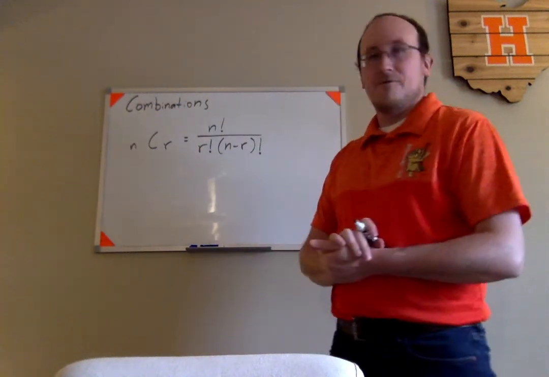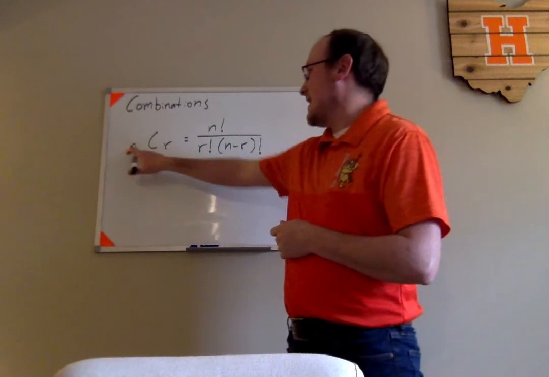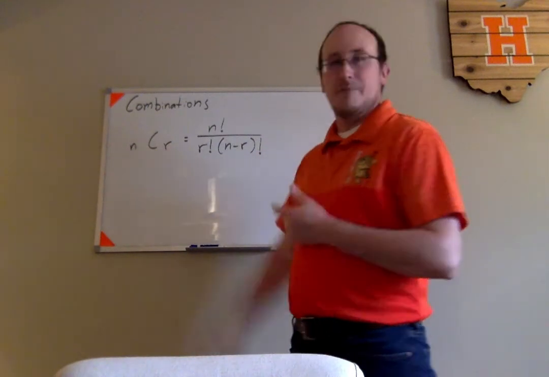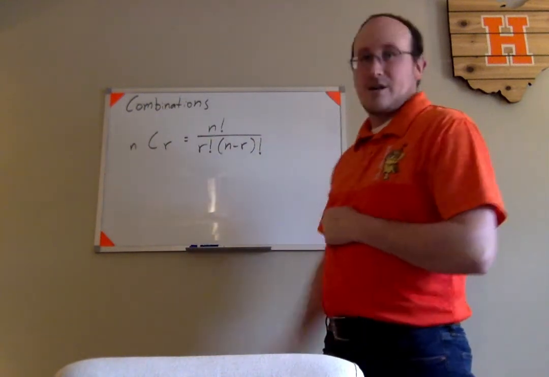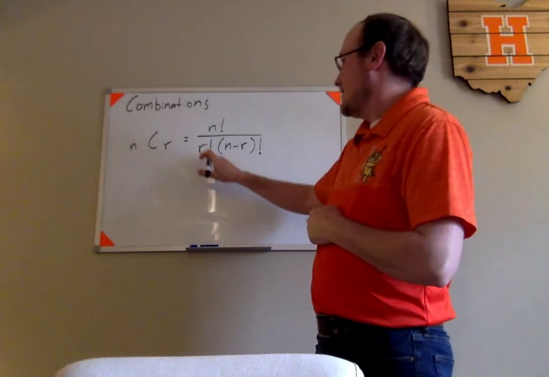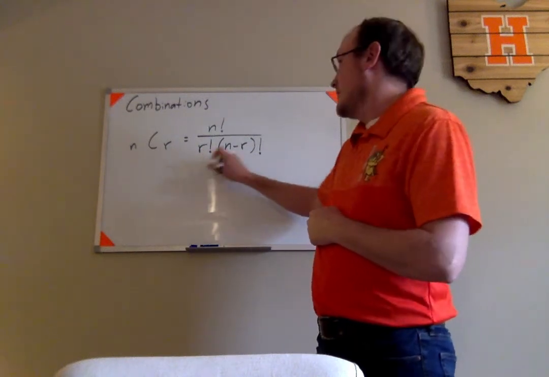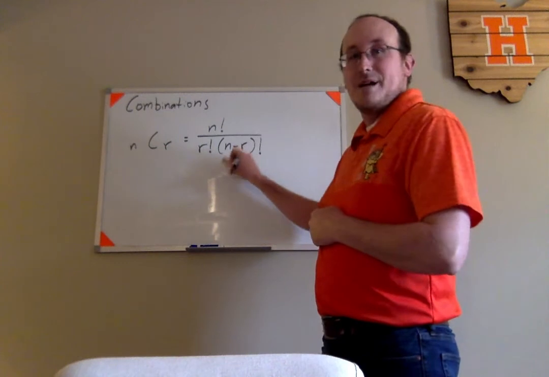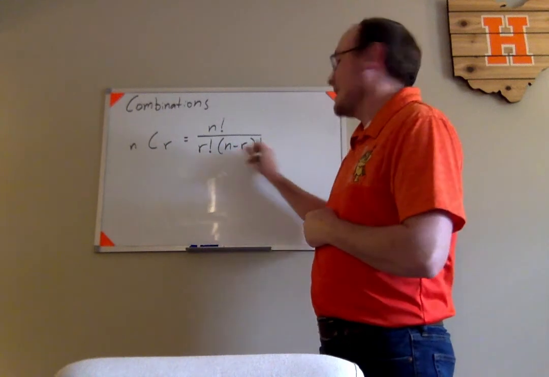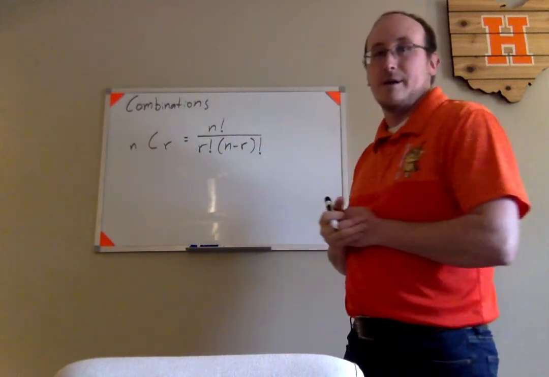Here we have a formula for finding the number of combinations. We have this n choose r, C for combination right there. We have n factorial in the numerator, and in the denominator we have r factorial times this quantity, n minus r factorial, as well.